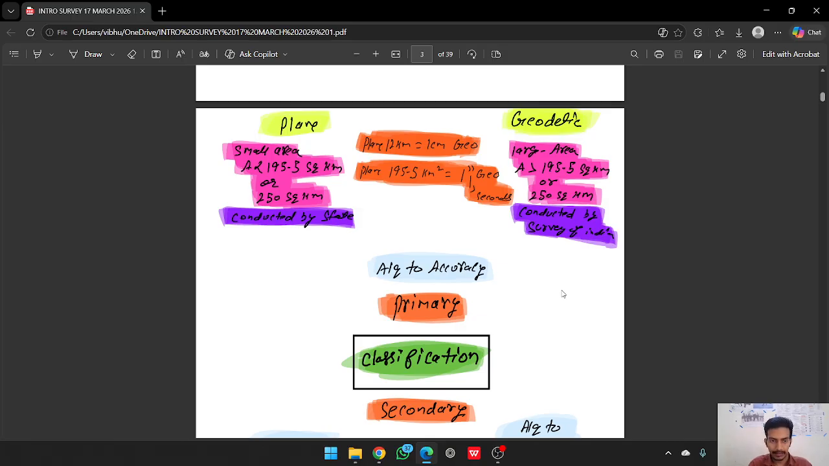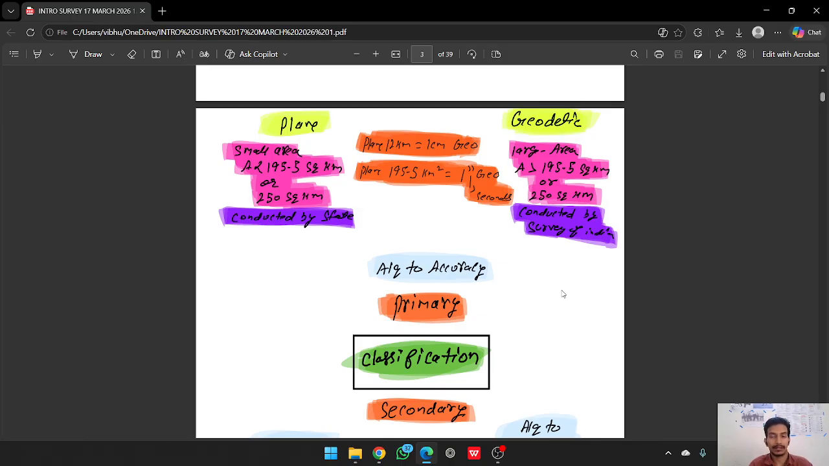Plane survey is conducted by state agencies and railways, but geodetic survey is for large area which is greater than 195.5 square kilometer or 250 square kilometer, and it is conducted by the Survey of India because it is a large area.